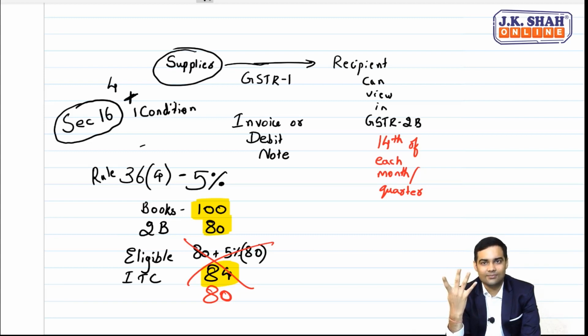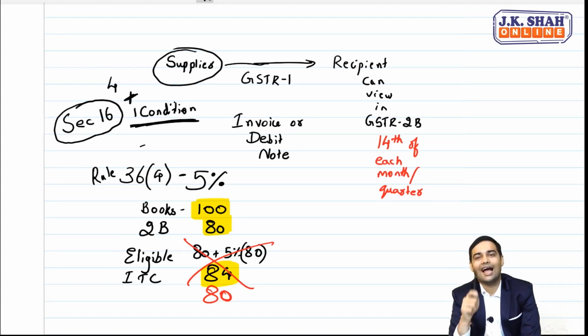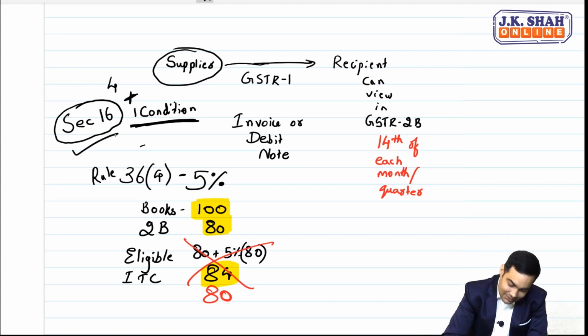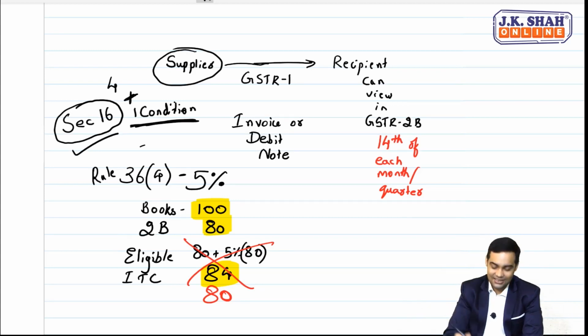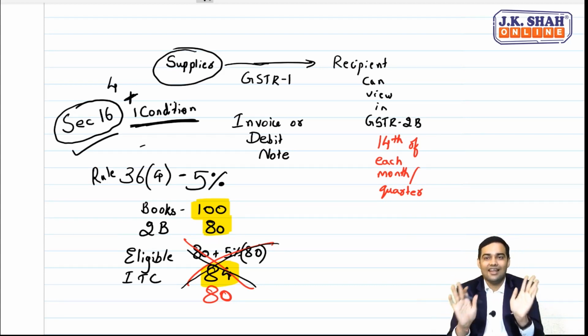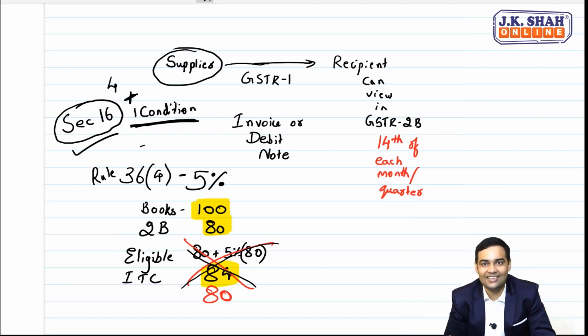Four conditions were there. Now one more condition has been added. What is that one more condition, sir? The invoice or debit note is furnished by the supplier and it is communicated to you in GSTR 2B. So now this condition has come as part of section 16 and rule 36(4), and that 5% is also removed, so both mean the same thing. That means if an invoice or debit note is not furnished in GSTR 1 or IFF of the supplier, you will not get ITC. Clear with this?